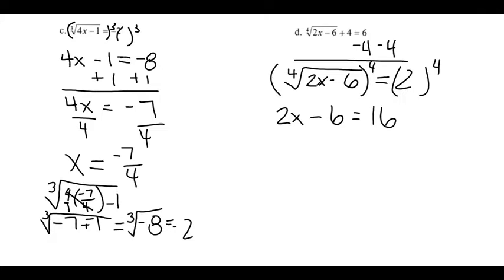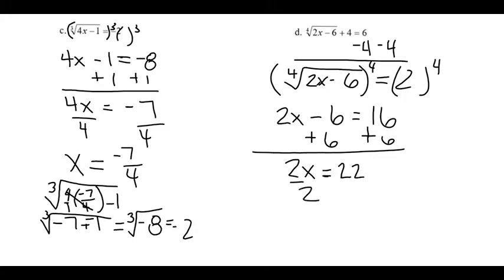And now we're going to solve it. I will add 6 to both sides. So I will get 2x equals 22. Divide by 2, so x equals 11. And if we try it, 2 times 11 is 22, minus 6 will give me 16. The fourth root of 16 is 2. 2 plus 4 equals 6. So it does work.